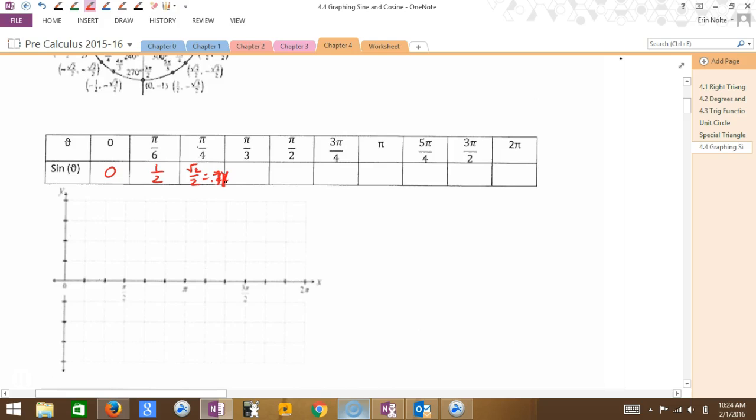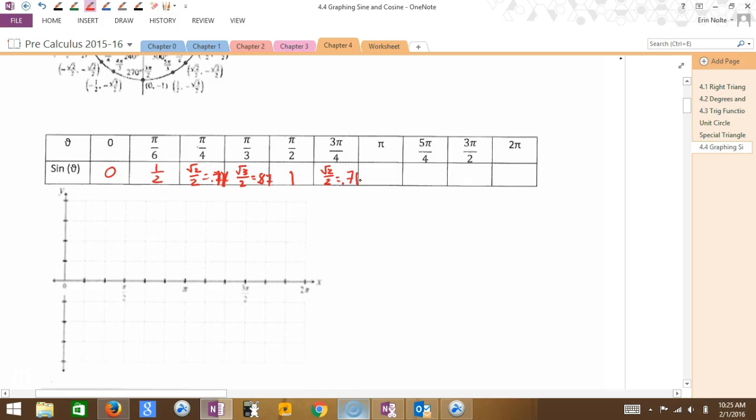Okay, so moving up, what is pi over 3? The square root of 3 over 2, good. Can we get a decimal for that? Anybody know what the square root of 3 over 2 is equivalent to? 0.87, okay, that'll be easier to use. What about at pi over 2? 1, exactly 1, good. Now we're moving into the second quadrant. What's 3 pi over 4? Good, square root of 2 over 2, which we just said was equivalent to 0.71.